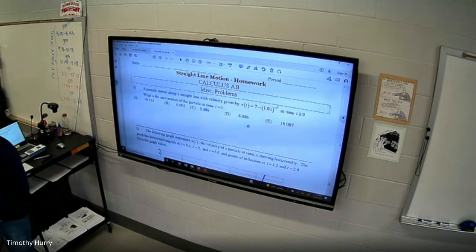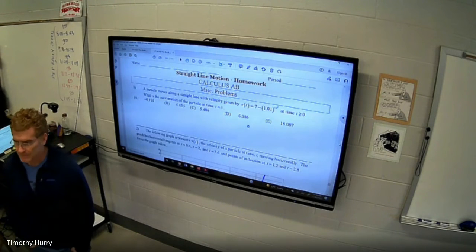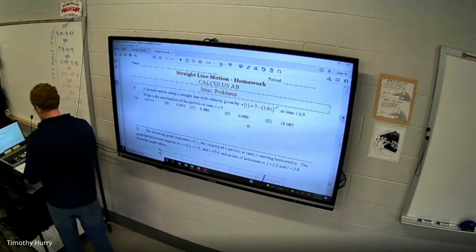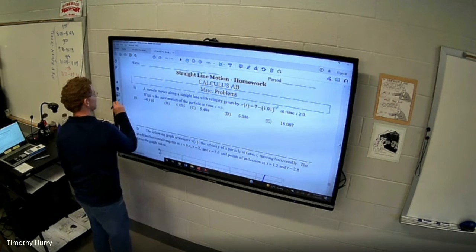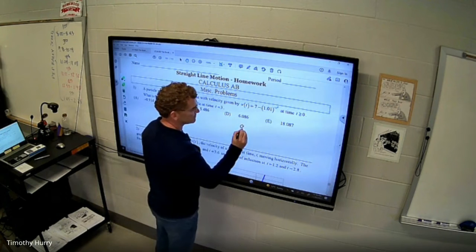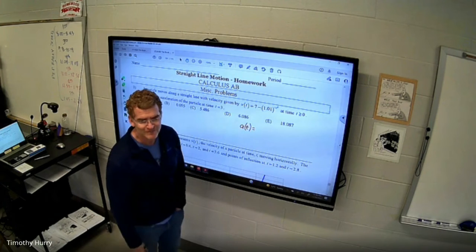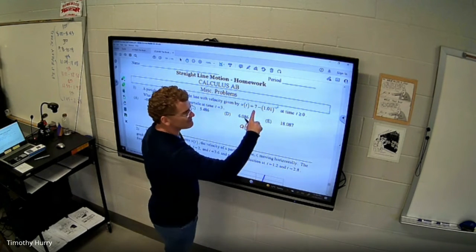Okay? So it says a particle moves along by that velocity. What's the acceleration at 3? Well, if I give you velocity, how do I find acceleration? Take the derivative. Okay, just to prove a point, somebody tell me what the derivative is. So what's the derivative of 7? 0. So I don't have to write anything. What's the derivative of that?